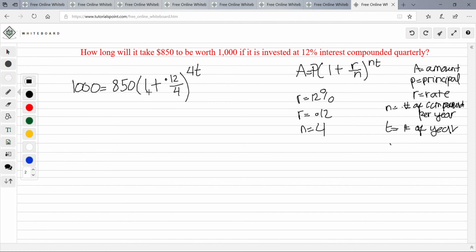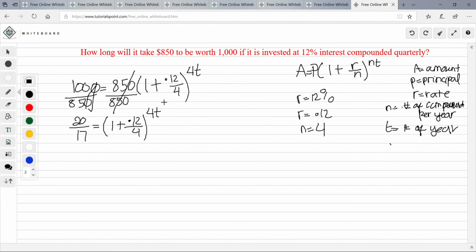So how are we going to do this? First off, I'm going to get rid of this 850, so I'm going to divide both sides by 850. This becomes a 1, not a 0, just 1. And then 1,000 over 850, we could get rid of these zeros, and it could be reduced by 5, so this should be 20 over 17 equals 1 plus 0.12 over 4, to the 4t. Okay, so our goal is to find t.